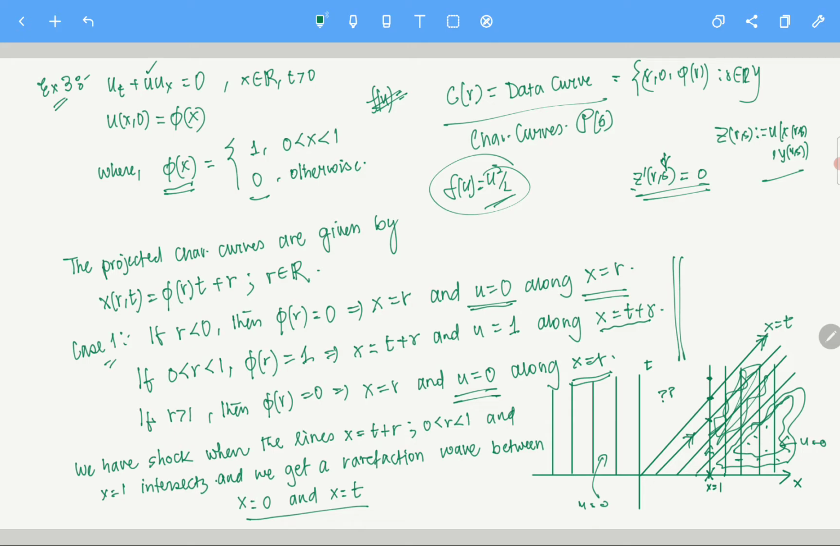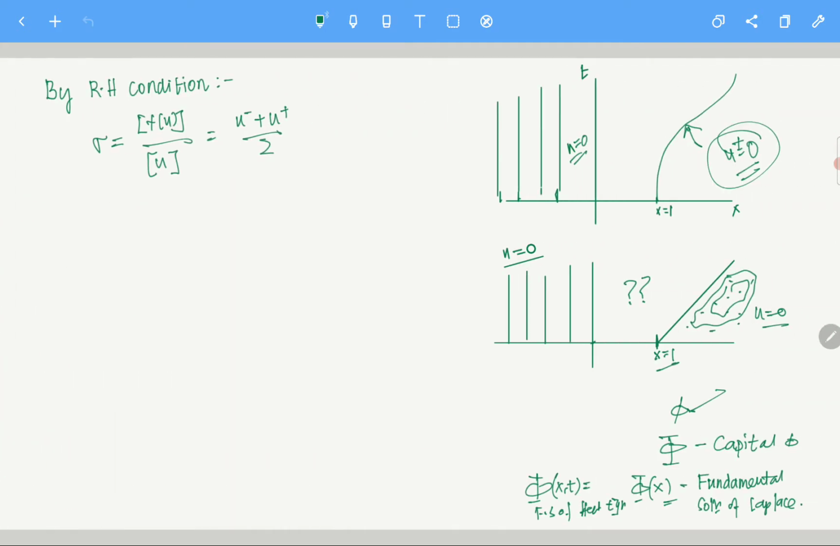Because of the initial condition, initially it is getting carried out like 1 up till x equals 1. So I am starting out with the data curve such that I want u to be 0 on this side and u equals 1 on that side, just to match the initial conditions. So u minus is 1, u plus is 0, and by 2. So this is half. So the speed of the curve has to be half.